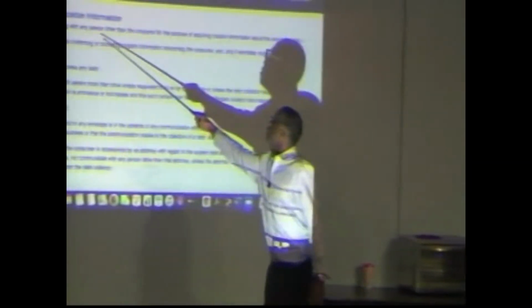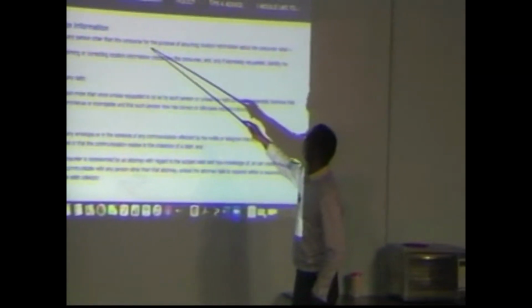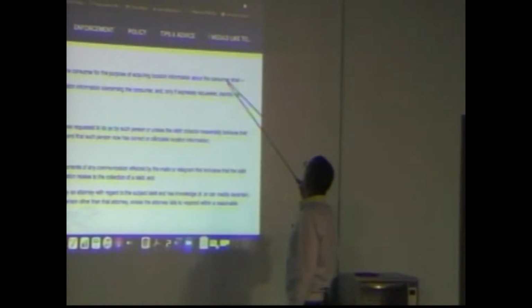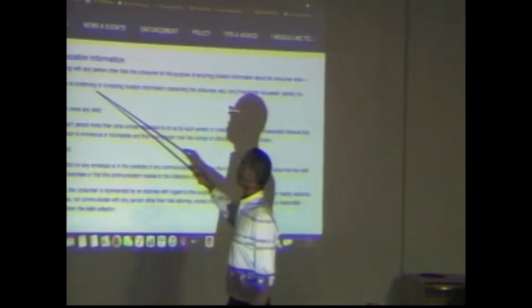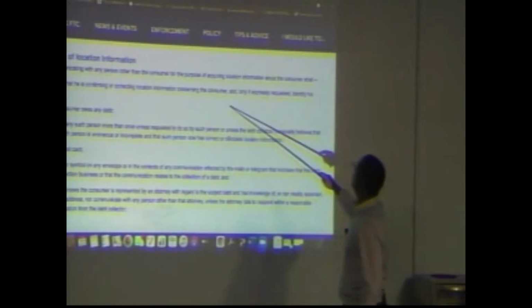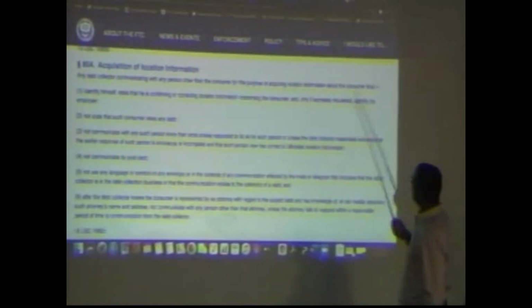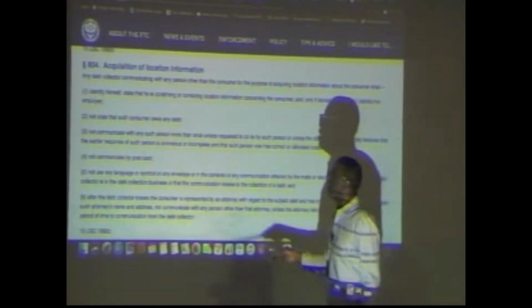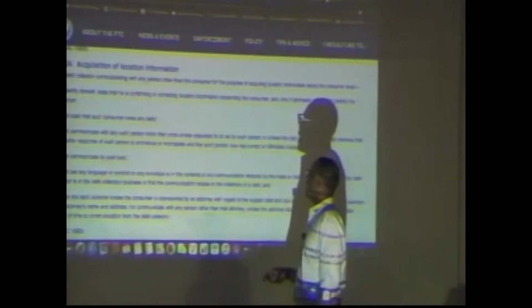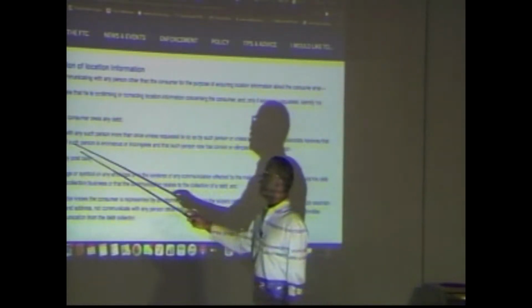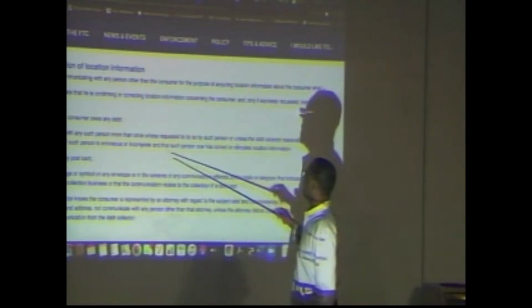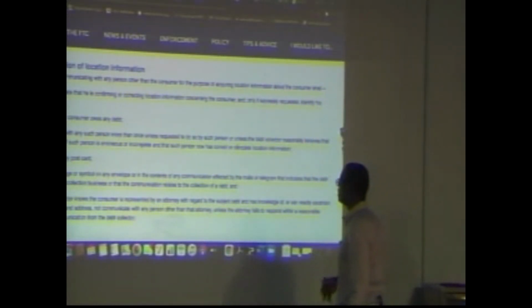Yeah, okay. Any debt collector communicating with any person other than the consumer for the purpose of acquiring location information about the consumer shall identify himself, state that he is confirming or correcting location information concerning the consumer, and only if expressly requested, identify his employer. Not state that such consumer owes any debt, not communicate with any such person more than once unless requested to do so by such person, unless the debt collector reasonably believes that the earlier response of such person is erroneous or incomplete and that such person now has correct or complete location information.